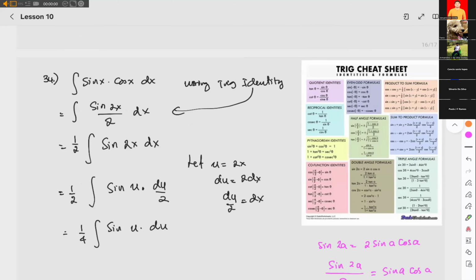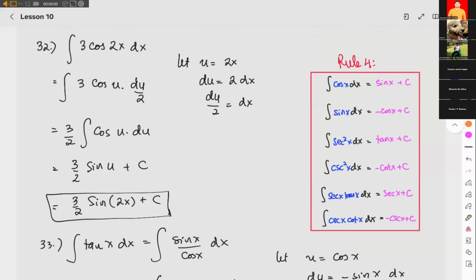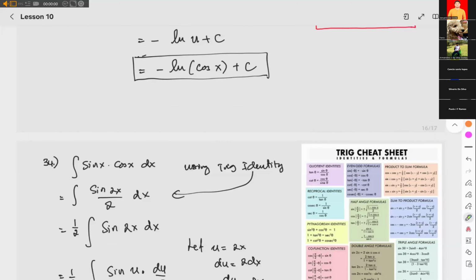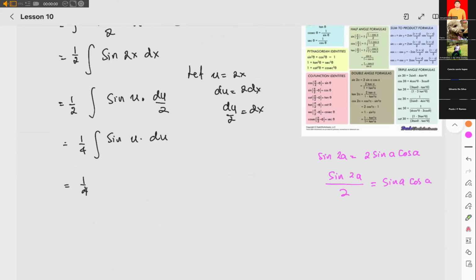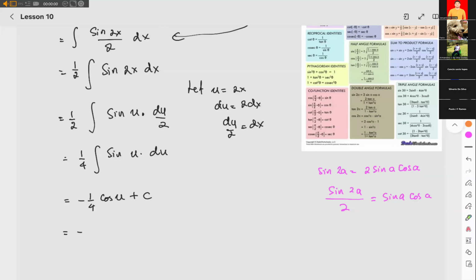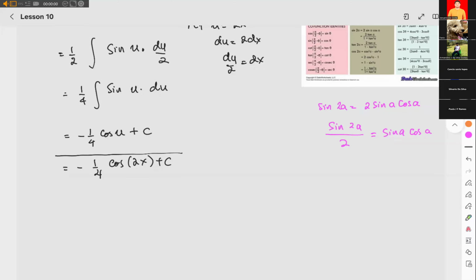Now that you know this, the integral of sine of u, you know from rule number 4, right? The integral of sine is simply negative cosine. So all you need to do is 1 over 4, with the negative over here, cosine of u plus c. But you know your u is equal to 2x. That will be negative 1 over 4 cosine of 2x plus c. And this is your answer.